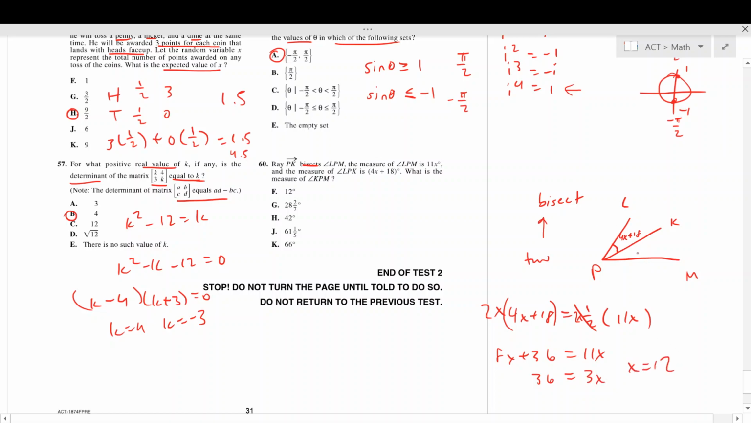And as we said before, KPM is also going to be 4x plus 18 because these two must be equal. So if x is equal to 12, then KPM is equal to 4 times 12 plus 18. That gives us 48 plus 18. And finally, that equals 64. And, oof, I did something wrong. 66, sorry, my bad. That's awkward. All right, 66. And that is our last answer.